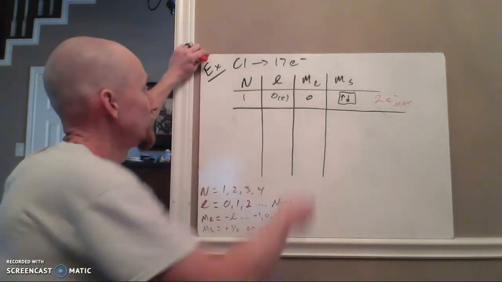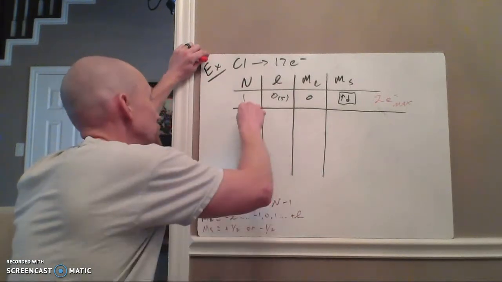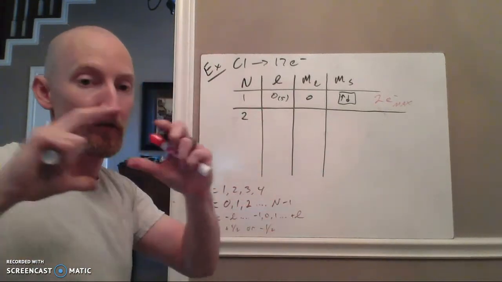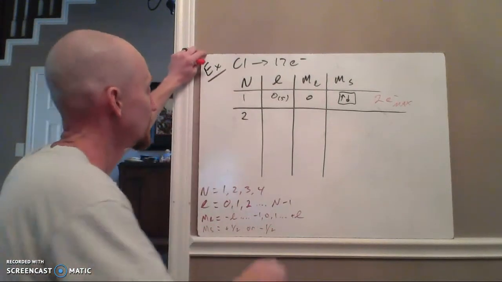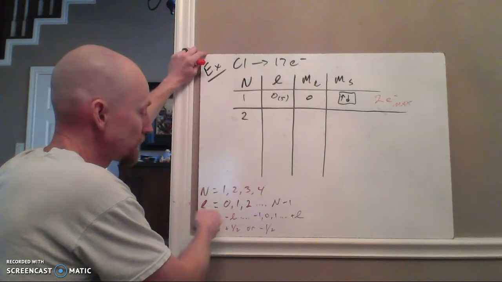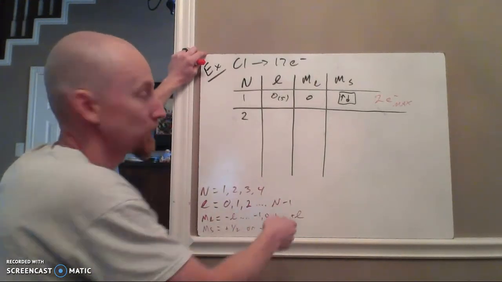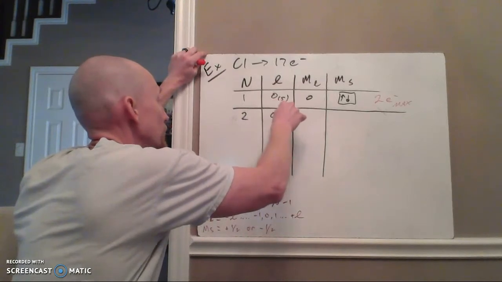Now, we have 2 of our 17 done. So we have 15 more. So here we go. Energy level 2. That would be that second ring, right? So for 2, L goes from 0 all the way up to n minus 1. So now we're going to have 0, which is our S shell.